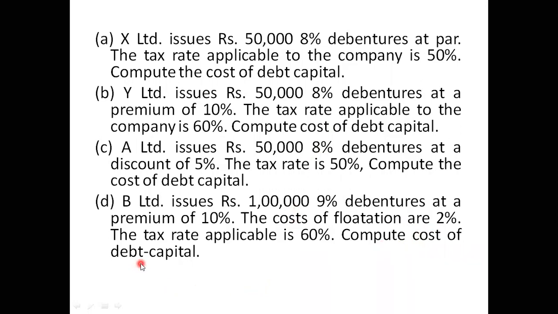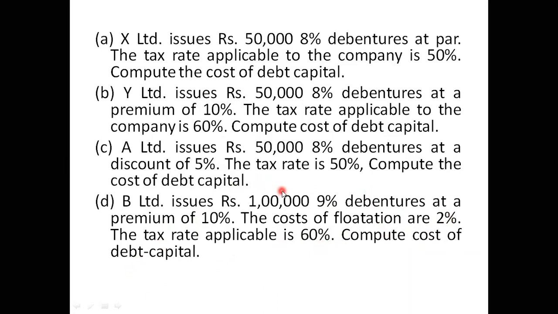Let's understand the question. B Limited issues 1,00,000 debentures at a premium of 10%. The cost of flotation are 2%. The tax rate applicable is 60%. Compute the cost of debt capital.